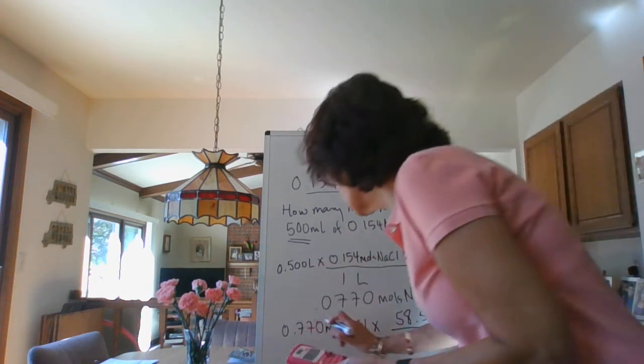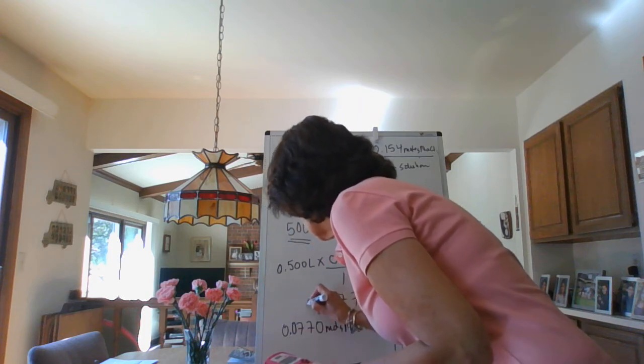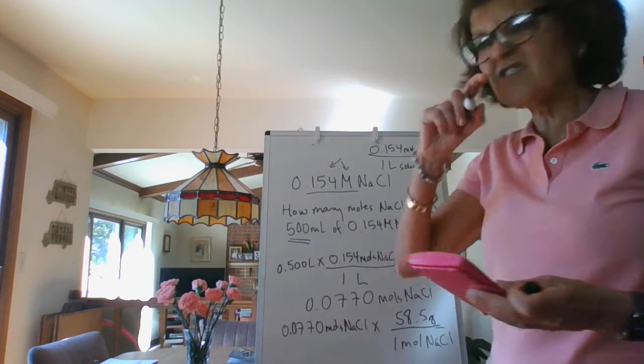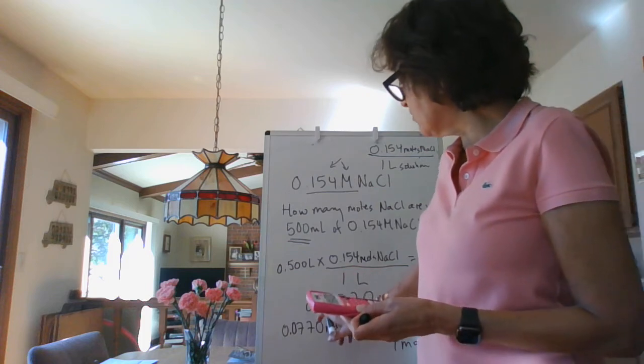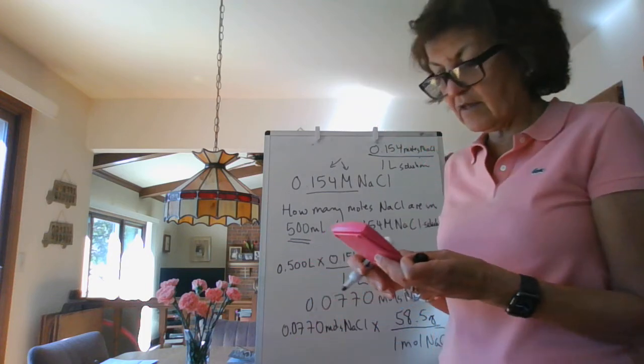Oops, see, this is really bad. There you go, that's better. I caught myself. 0.0770. Don't make those types of mistakes, okay? So be really, really careful. When you're copying a number, copy it correctly.